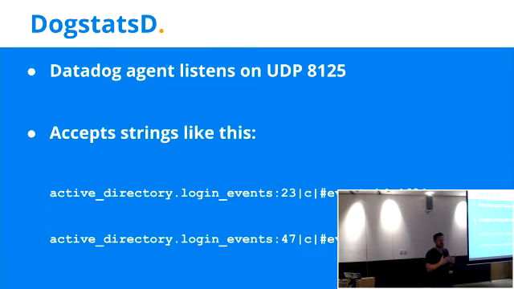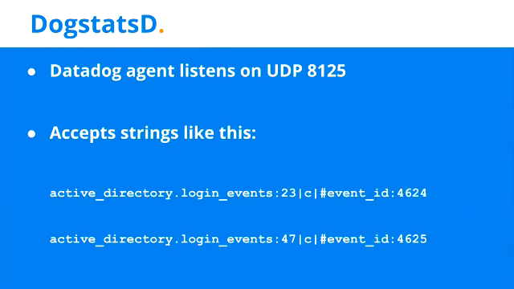But pretty much what we've seen so far is the Datadog agent reaching out into WMI and performance counters to pull information in. But we can also send data to the Datadog agent, which it converts to metrics. And the way it works is you send strings that look like this, so Active Directory.login events, and we send the count, so 23 events. The C is the count metric that we talked about before. And then we send a tag, so event ID 4624 or 4625. So we pretty much need to write a PowerShell script to get this information and format the strings just like this, and we send that to the Datadog agent.